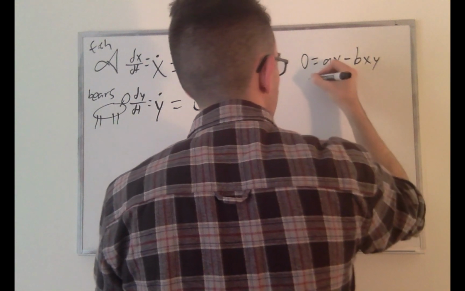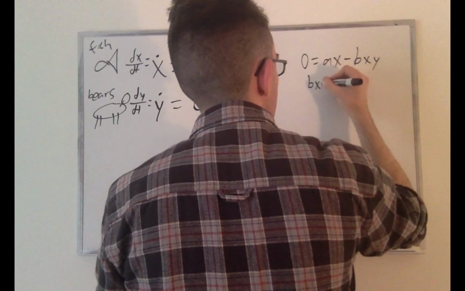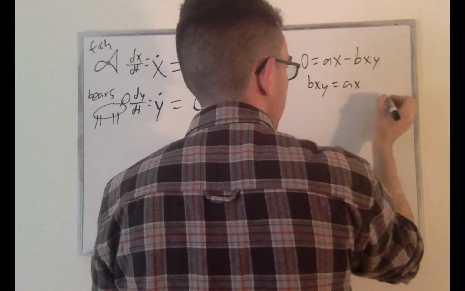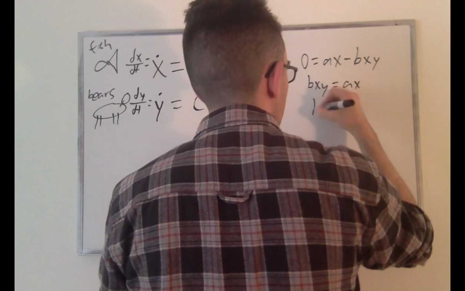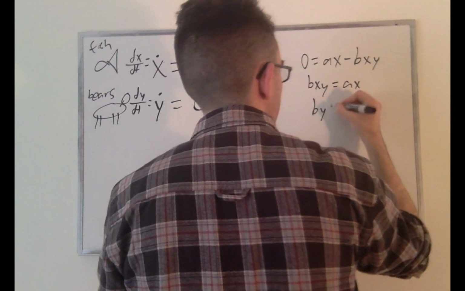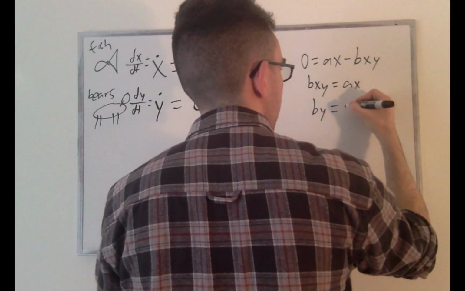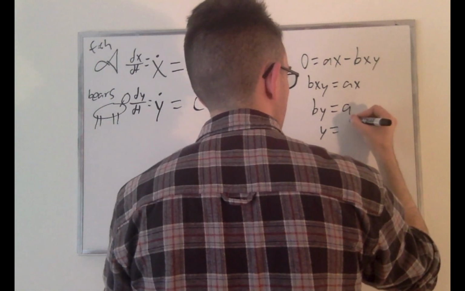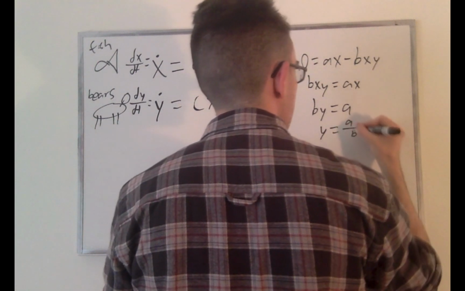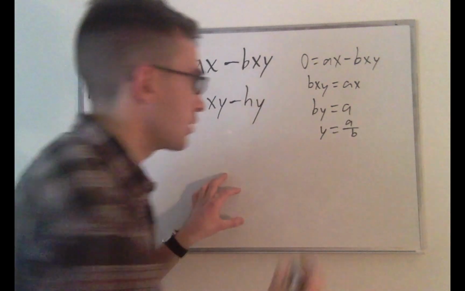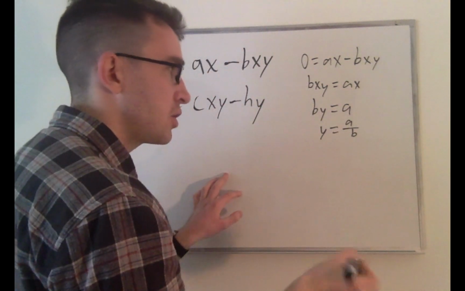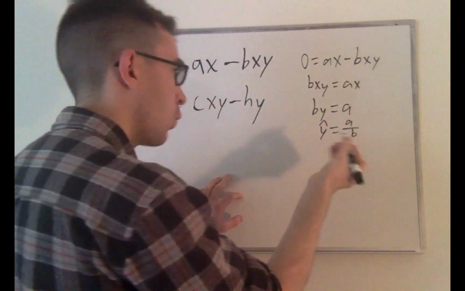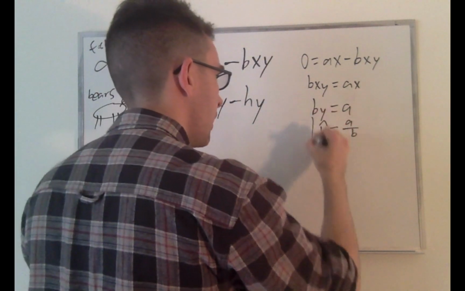Just move this over to the other side. bxy equals ax. Divide both sides by x. So by equals a, and then y equals a over b. Since this is an equilibrium point, I'll just call this y hat. You might see it called y star or something. I'll just call it y hat for now.